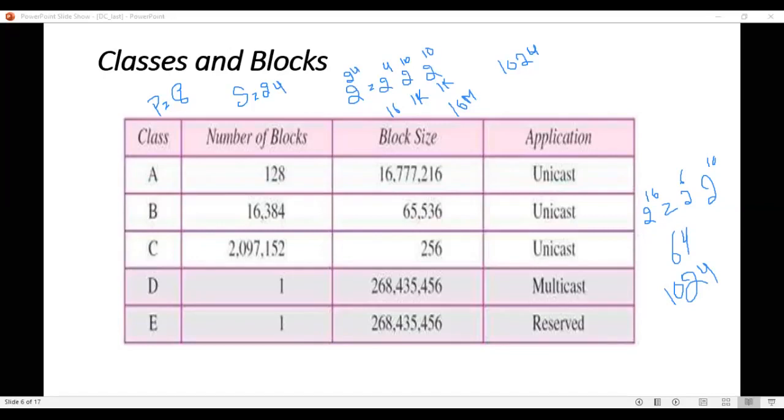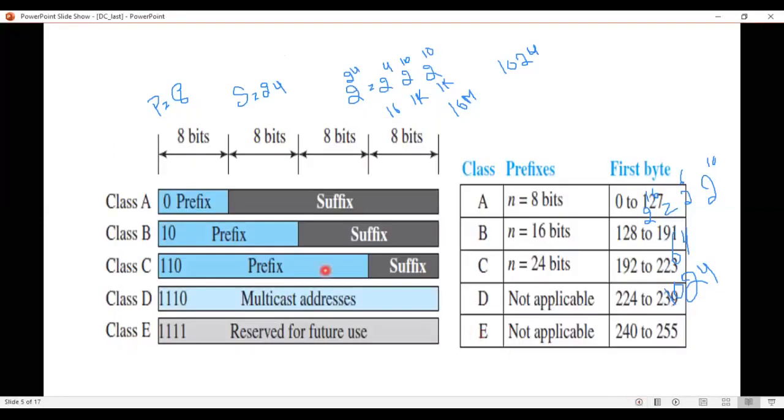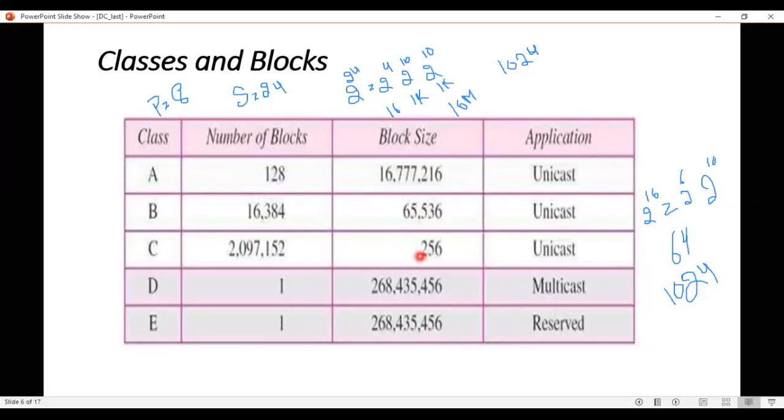Okay, similar way for class C also you have to calculate it like that. What is the number of bits in the suffix for class C? See here. What is the number of suffix bits? It is 8. So it is 2 raised to 8, that is 256.